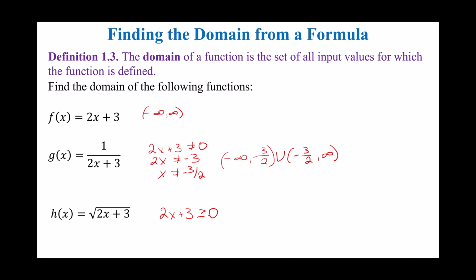So 2x plus 3 has to be greater than or equal to 0 to make the square root of 2x plus 3 be defined. If I solve this inequality, I get 2x is greater than or equal to negative 3. So x is greater than or equal to negative 3/2. So to write that in interval notation, it can be equal to negative 3/2 or anything greater.